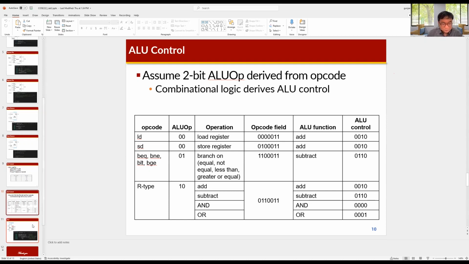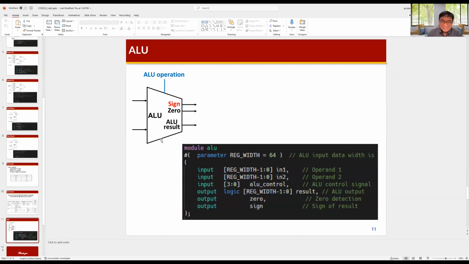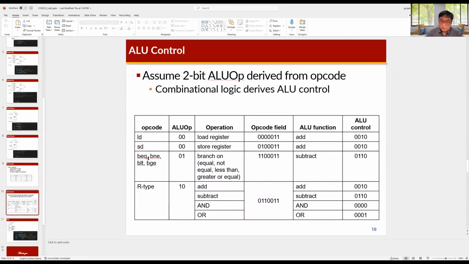So as you can see, the new ALU has a sign output port. I believe you can understand why this sign output port is required, because the ALU needs to support BEQ, BNE, BLT, and BGE. Actually, we can easily compare two values with the subtraction operation.